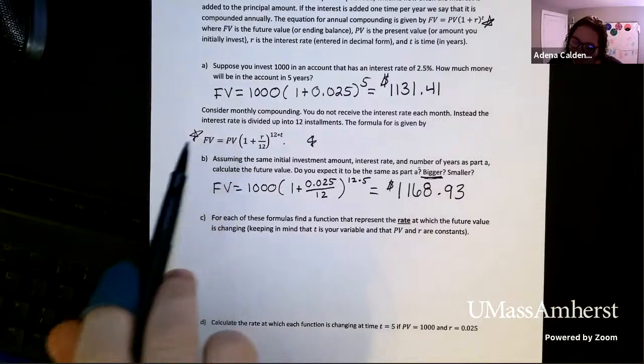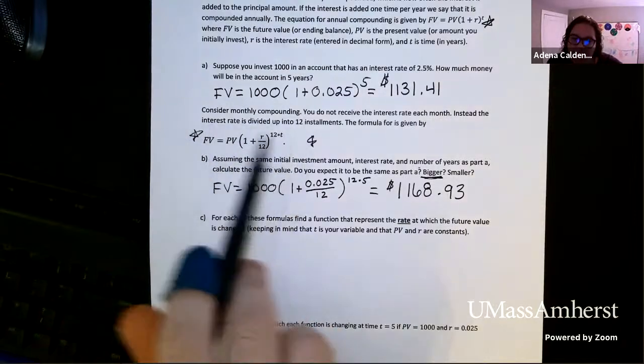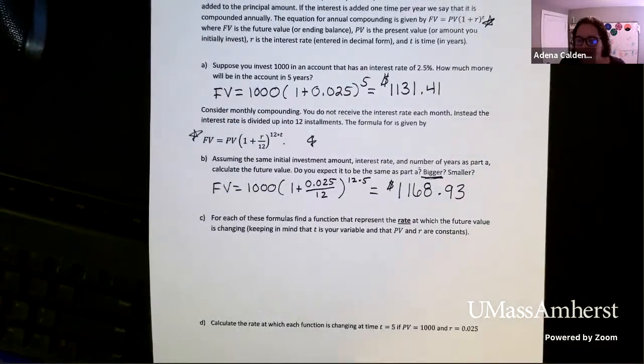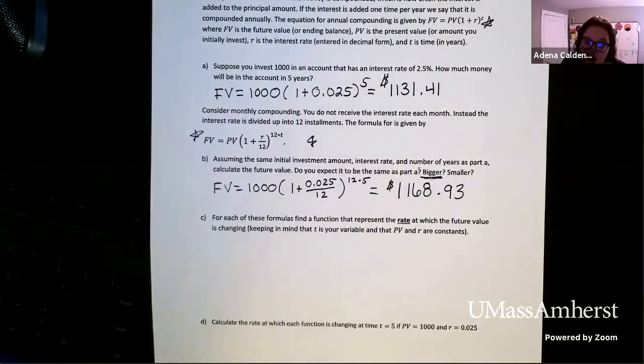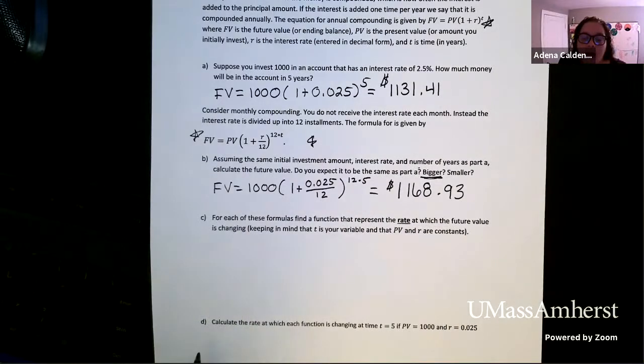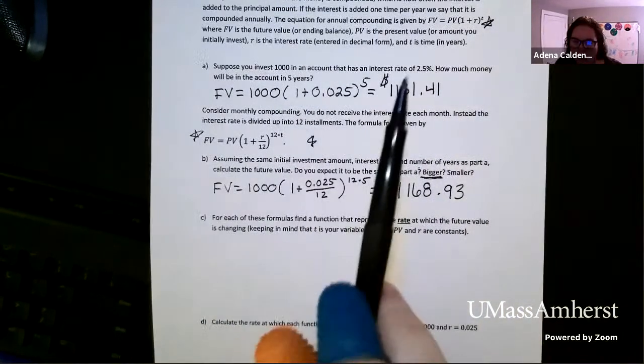So this one, we have to do some algebra on it in order to even take the derivative, similar to the algebra we did when we did e to the cx earlier today, okay? So you're going to try to get the derivative of both functions, and then part D, calculate the rate at which each function is changing at time t equals 5 if present value is 1,000 and the rate is 0.025. So we're trying to determine the rate of change for each of these versions. How quickly is our money increasing?